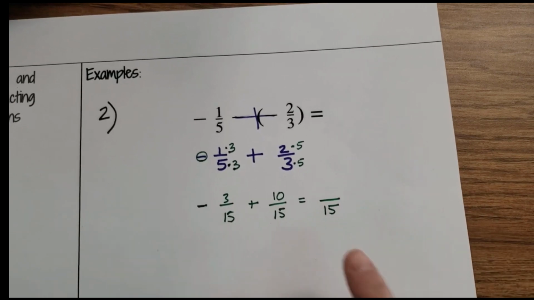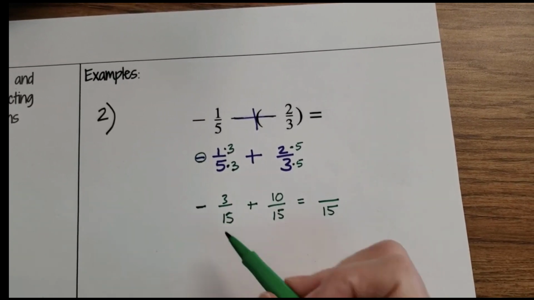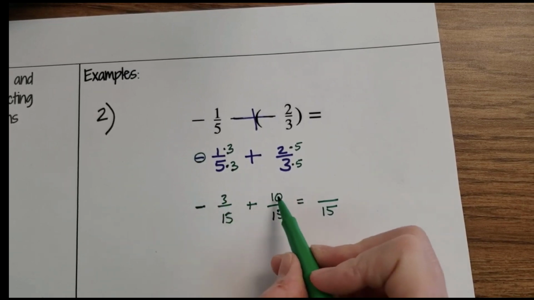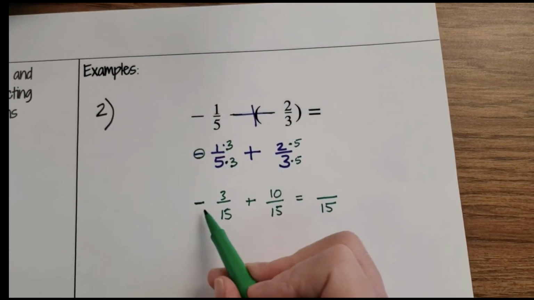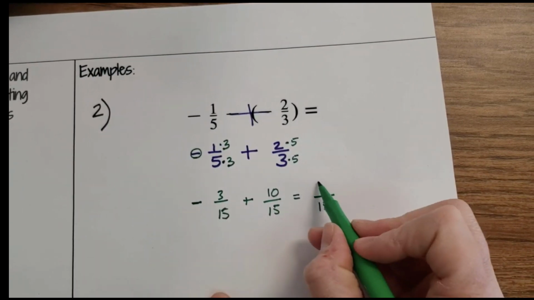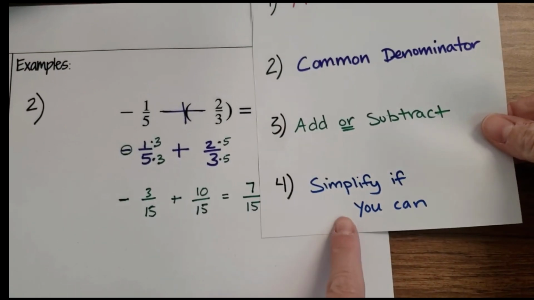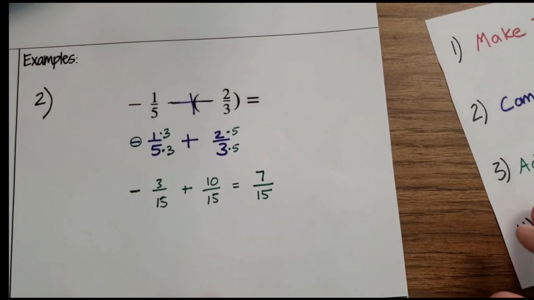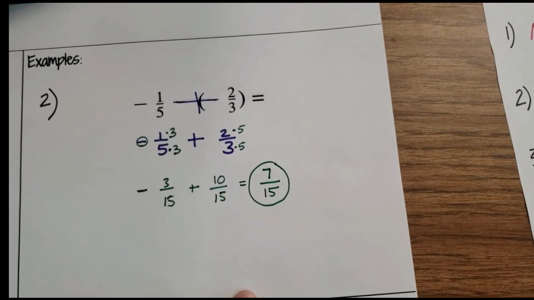The denominator stays the same. It's talking about the size pieces here. The numerator is negative 3 plus 10. So again, use your calculator or you can use your number line. Negative 3 plus 10 is positive 7. Now you want to look and see if you can simplify. And in this case, 7 and 15 don't have a common factor other than 1, so we've got it, 7/15.